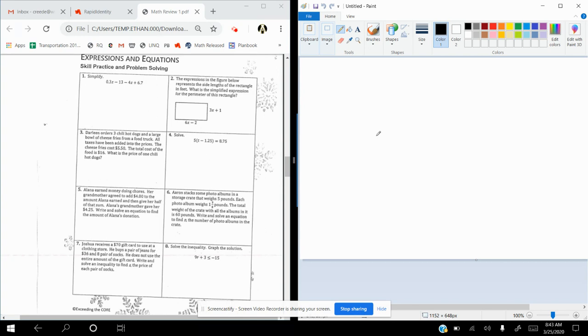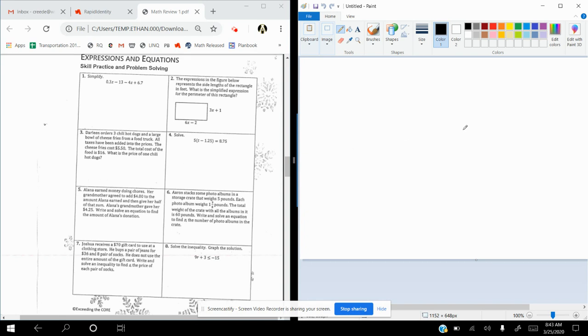Darlene orders 3 chili hot dogs and a large bowl of cheese fries from a food truck. All taxes have been added into the prices. The cheese fries cost $5.50. The total cost of the food is $16. So we got 3 hot dogs. What is the price of 1 chili hot dog? We got to figure out the price of 1.